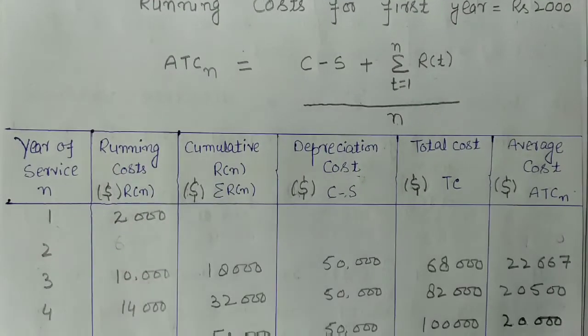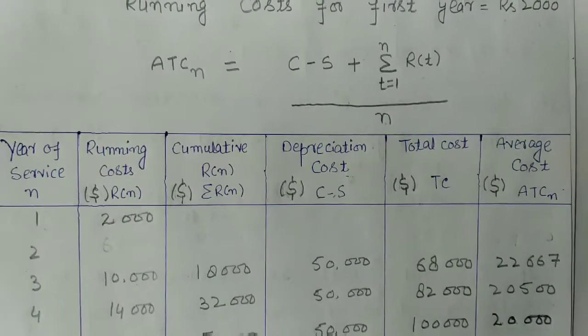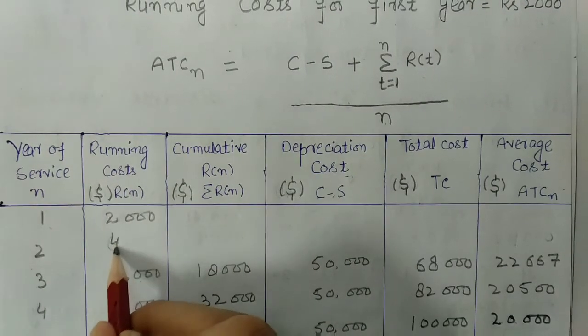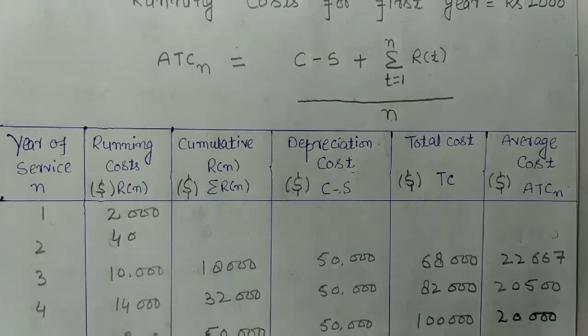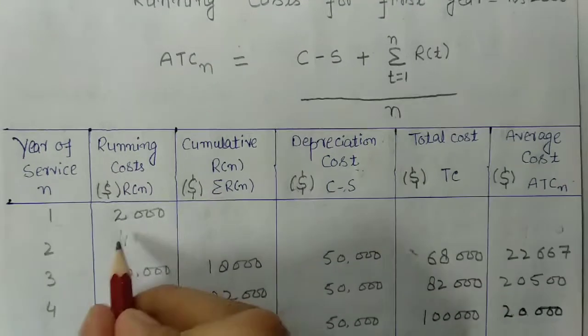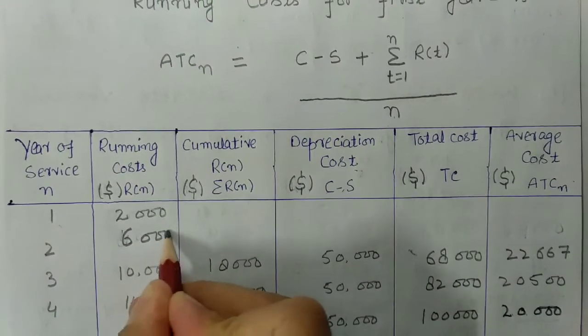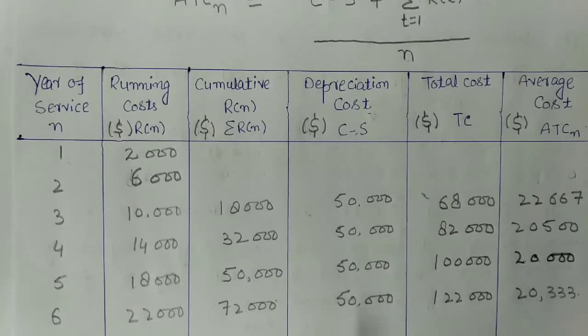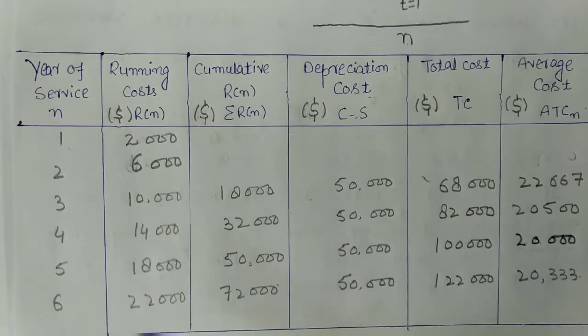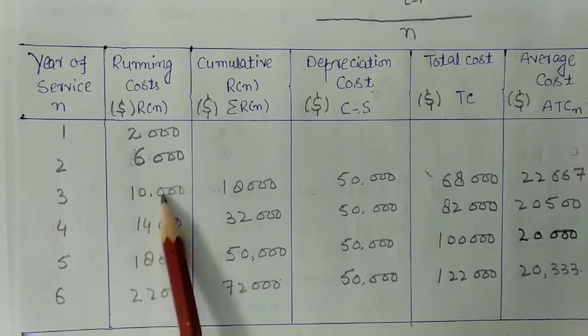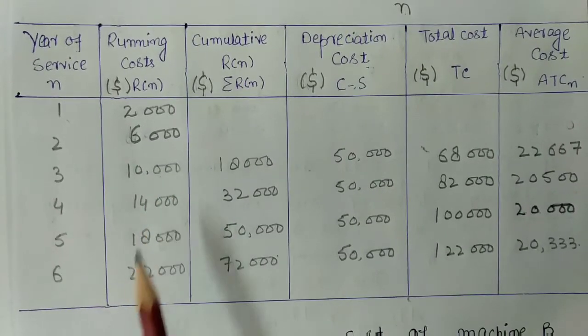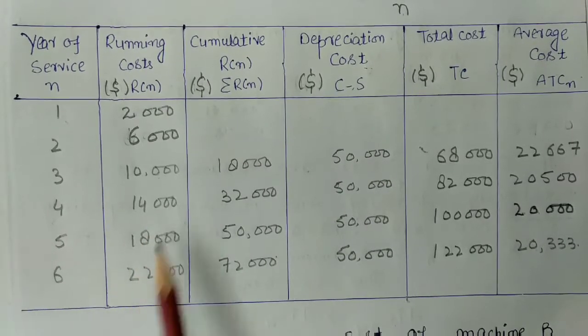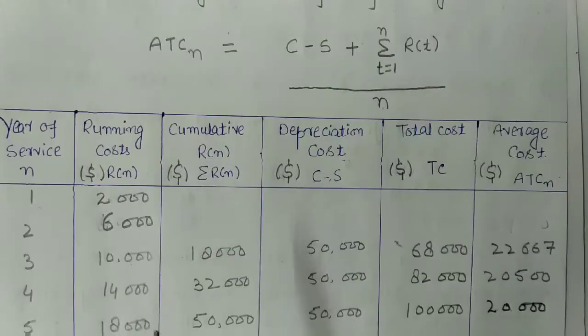In the second year the running cost increases by 4,000. So I will get 2,000 plus 4,000, that is 6,000, because in the second year the running cost increases by 4,000. Similarly, the running cost will increase by 4,000 in all years: 6,000 plus 4,000 is 10,000, then 10,000 plus 4,000 is 14,000, then 14,000 plus 4,000 is 18,000, and 22,000. After that I will find the cumulative running cost, that is the total running cost.